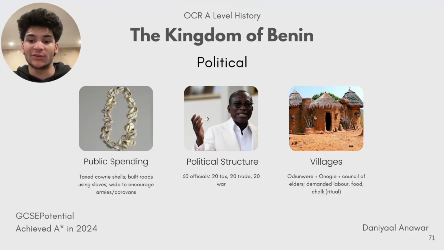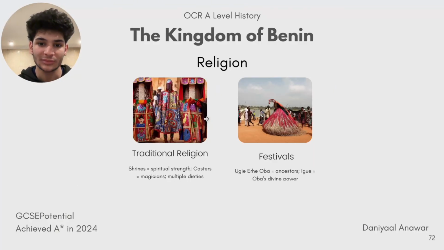And then finally, villages. Villages were quite an important part of Benin. The Odinuere, the Onogi, and the Council of Elders sort of ran the villages. So they're like different people who had different roles. At times, they demanded labor, food, and chalk. And that's kind of like a ritualistic thing, as well as like sort of asserting dominance from the centralized aspect of Benin. Like, I'm the guy, the Oba, I'm the bloke in charge. I want stuff from you. You have to give it. And if you try and go against it, we will kill you. Like asserting authority to an extent.